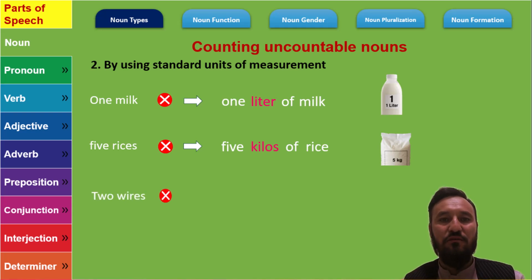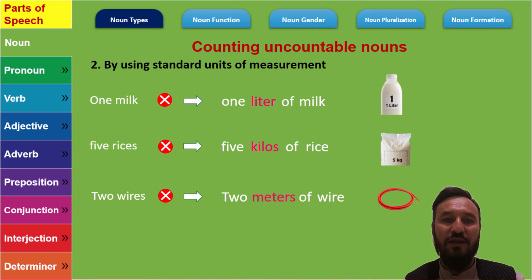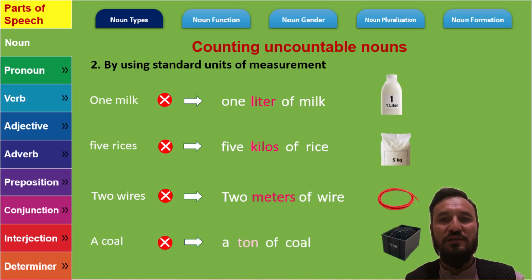Instead of the incorrect 2 wires, you should say 2 meters of wire. Meter is the standard unit of length. Instead of the grammatically incorrect a coal, you should say a ton of coal. Ton is the standard unit of weight. As you see in these examples, by using standard units of measurement, we made uncountable nouns countable.